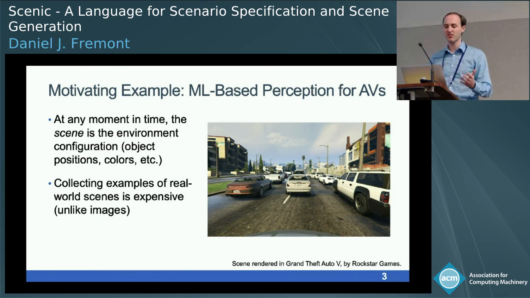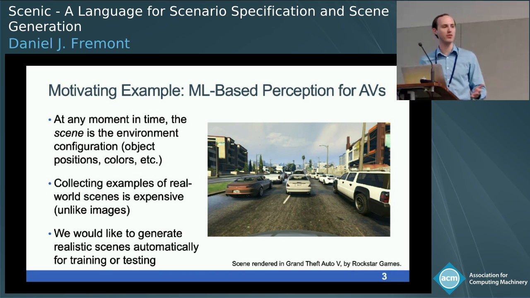And we'd really like to collect examples of real-world scenes for training or testing purposes because those have the ground truth. You know exactly where everything is and so forth. But collecting these scenes is very expensive. You can easily drive around and record video, but to get these scenes would require someone to go in and label: here are the objects and where they are, and so forth. So we'd like to ideally generate realistic scenes automatically for training and testing.